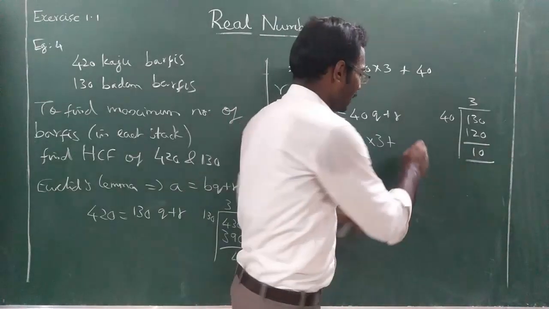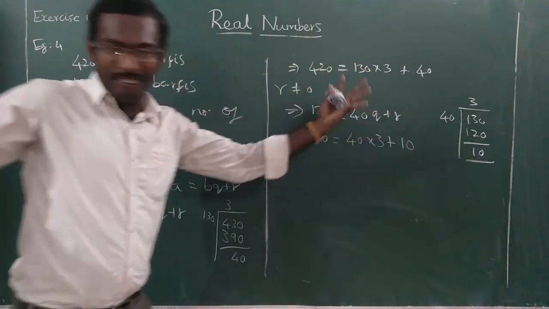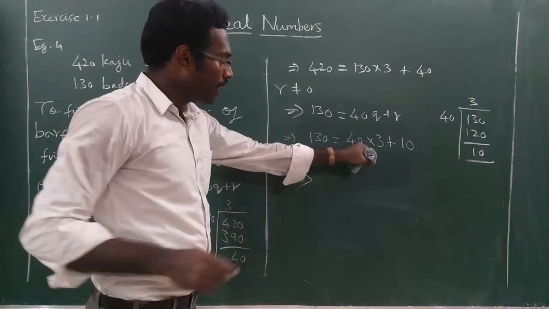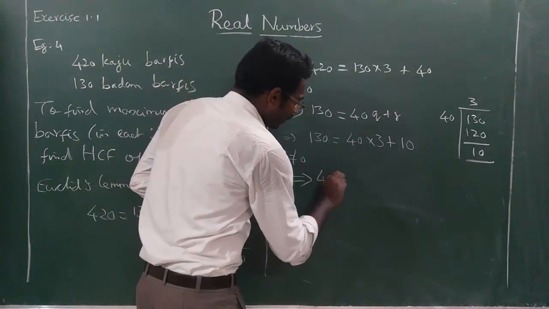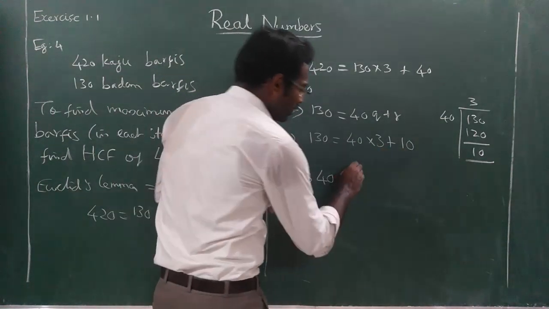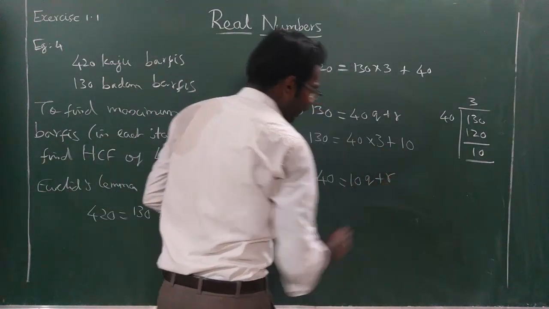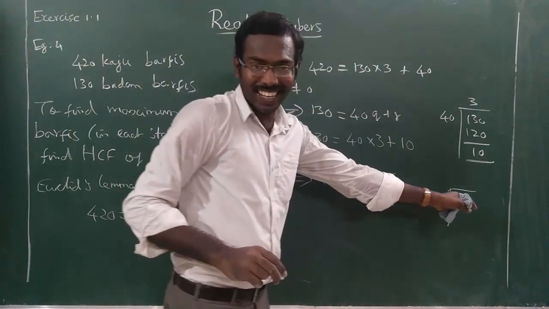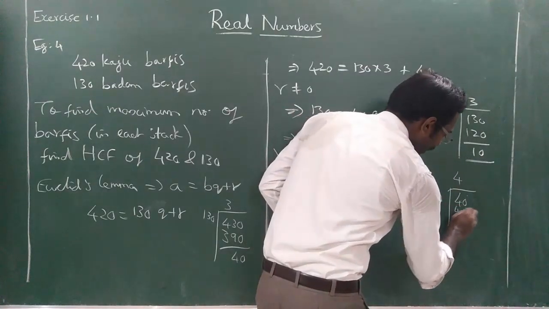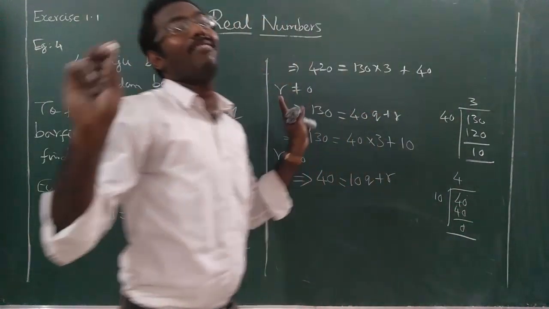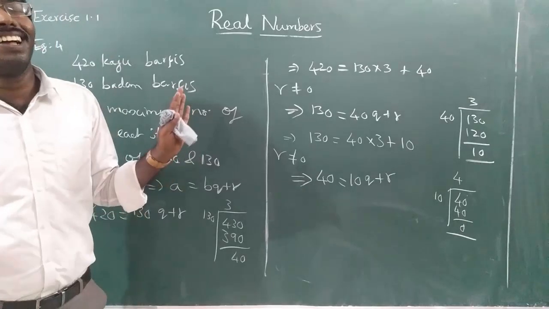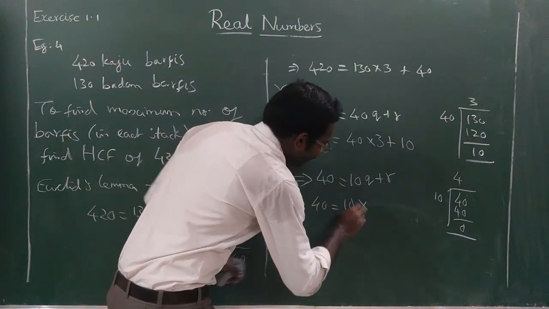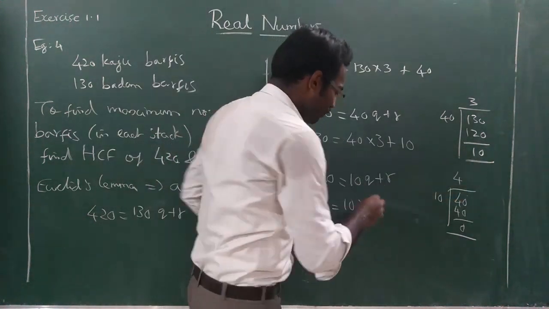Your remainder is 10. Now the remainder is 10, therefore not equal to 0. So R is not equal to 0. Therefore the B will come as A, and R will come as B. 40 is equal to 10 Q plus R. Now it's easy. So 40 divided by 10. Very easy, na? 10 fours are 40. So the remainder is 0. Now 40 is equal to 10 into quotient 4.